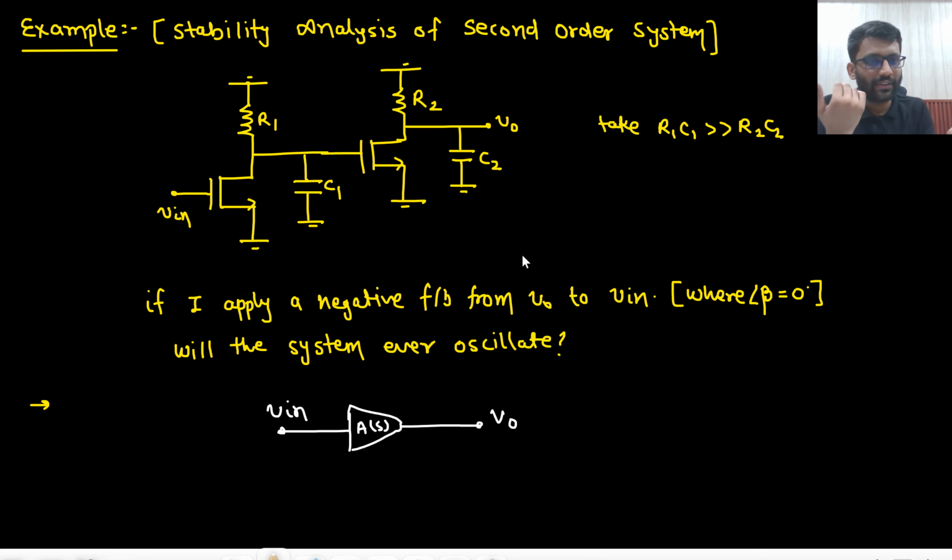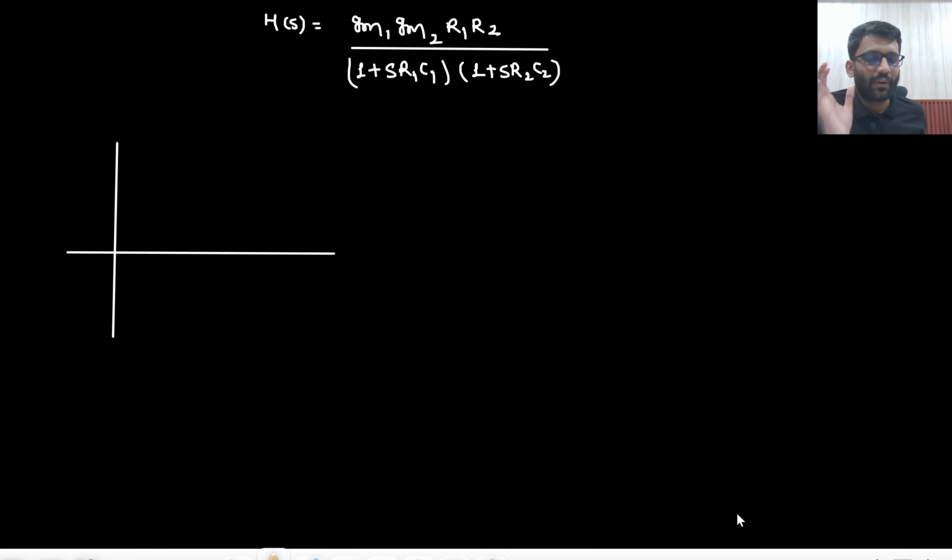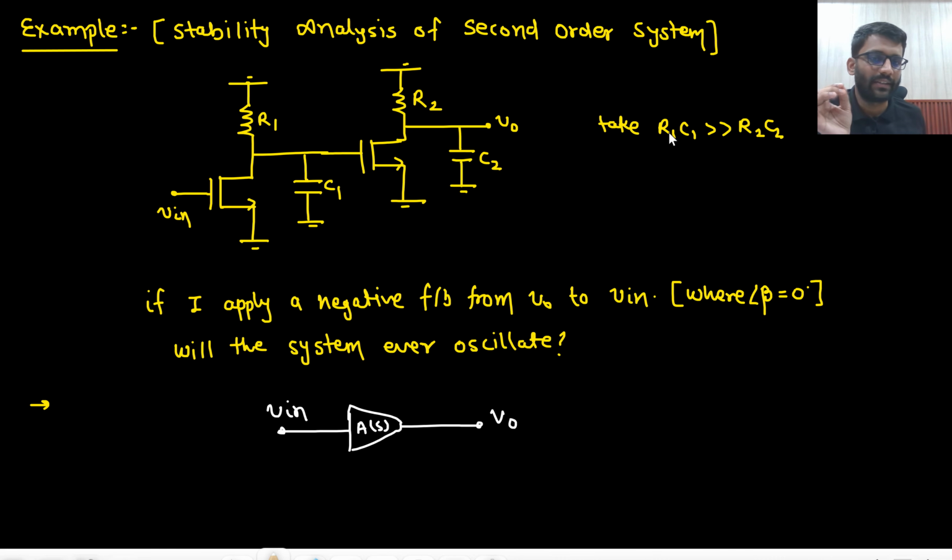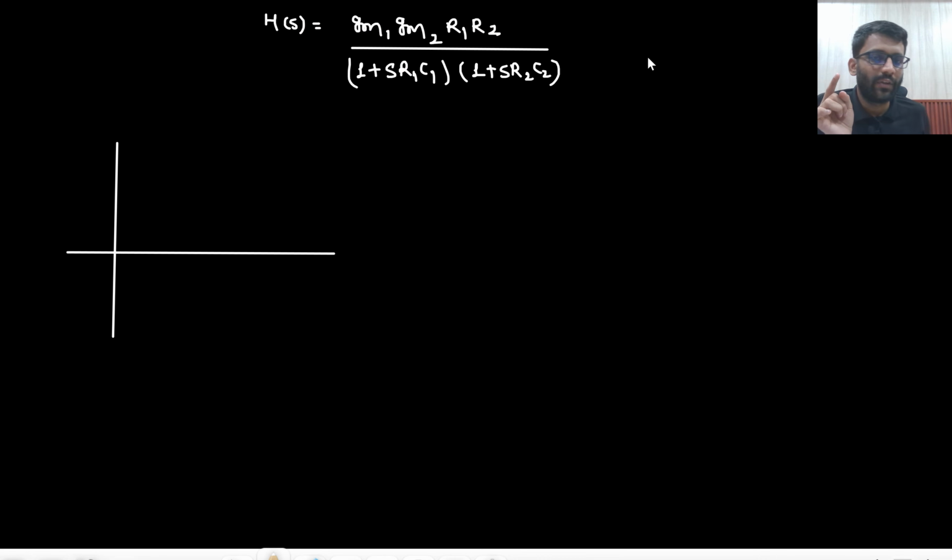You can draw the Bode plot as well, and you can draw the phase plot as well. But the phase plot you might have forgotten, so I will tell how to make the phase plot. This is our transfer function. Now we are making the phase plot, right? And one condition I have taken here is that R1 C1 is much greater than R2 C2. So first, which one will be the first pole?